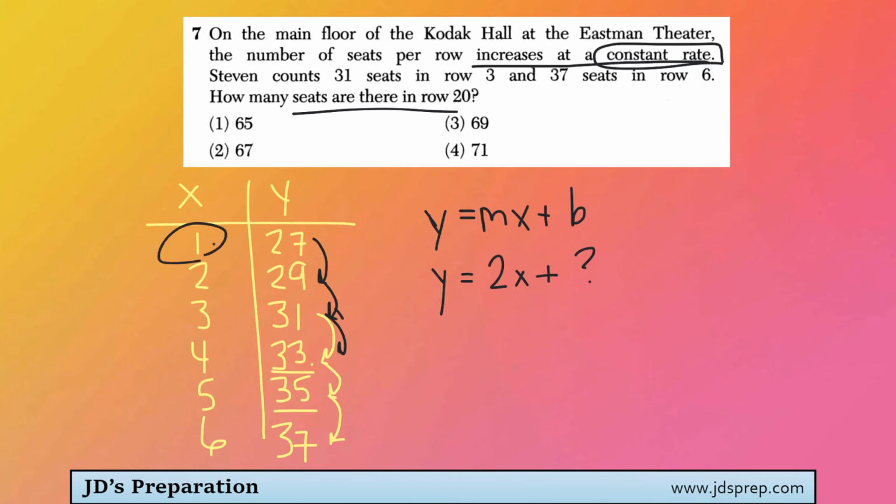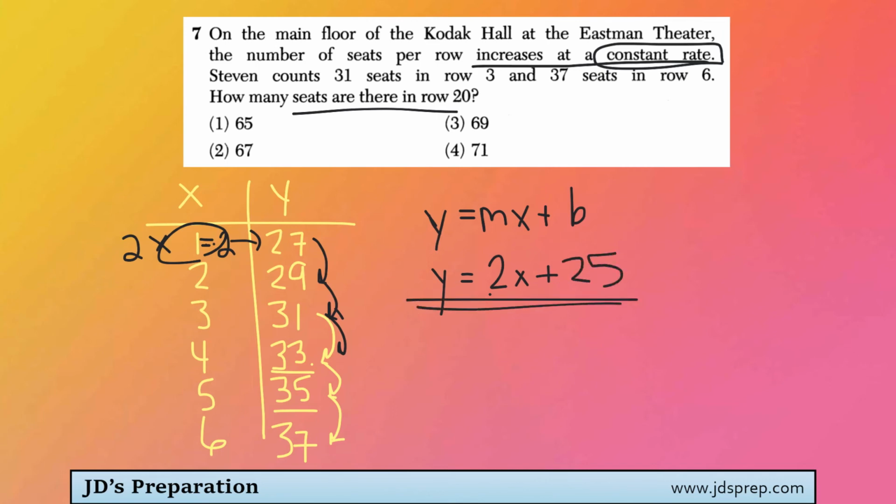Now to find our b value, all we've got to do is pick any x value. Let's start with 1. We're going to multiply it by 2 because we know that we need to do that. 2 multiplied by 1 is 2, of course. And what do we have to add to get from 2 to 27? We've got to add 25. So our b value is 25. And now we have our equation.